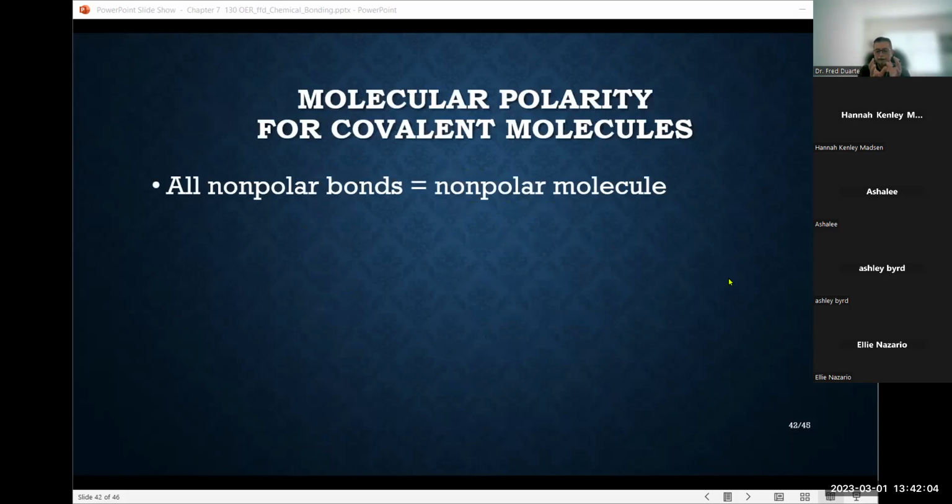Okay, now that we talked about the bonds themselves, whether they're polar or not, we're going to take that information and apply it to the full molecule. 99.999% of the time, when your molecule has nothing but non-polar bonds, like oils, for example, you have a non-polar molecule. That's pretty much the whole time.